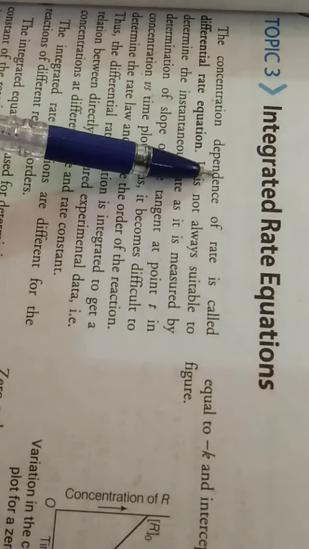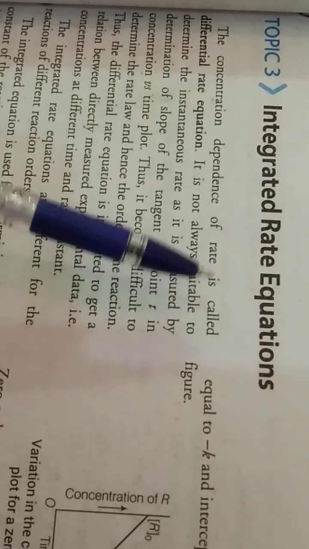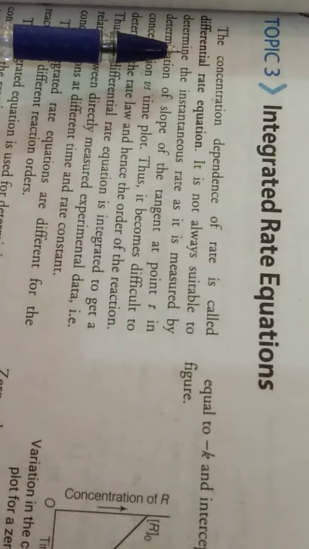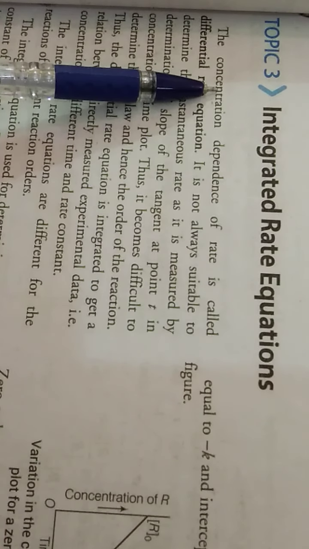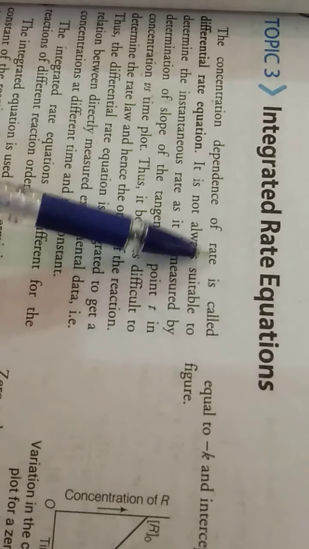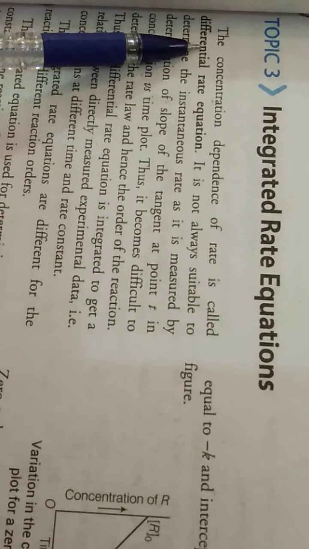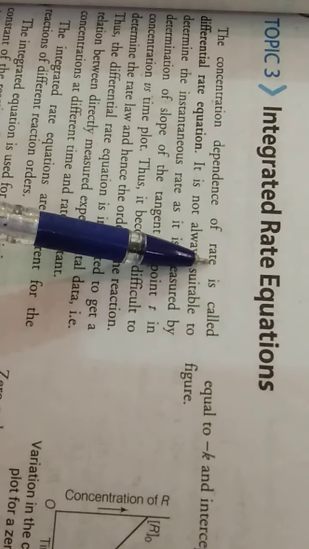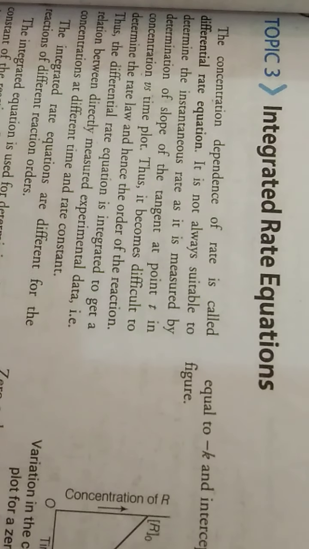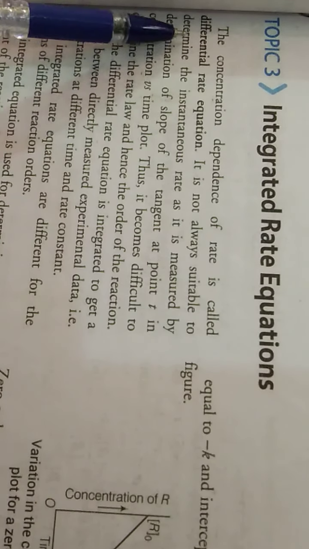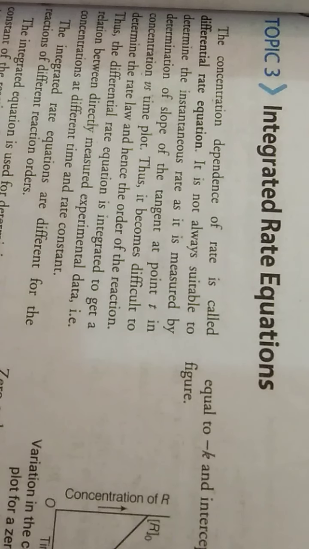The concentration dependence of rate is called the differential rate equation. What does this mean, children? The concentration dependence of rate, that is, the rate is dependent on the concentration. So this concentration dependence of rate is called the differential rate equation. In this we will study how the rate is dependent on the concentration. So the equation we'll be getting is the differential rate equation.